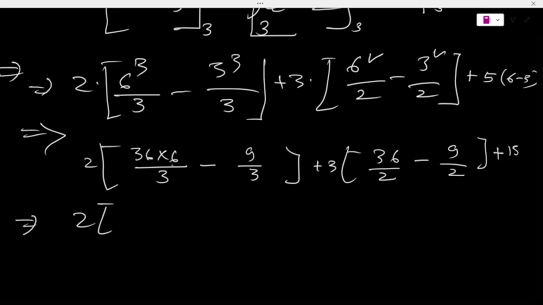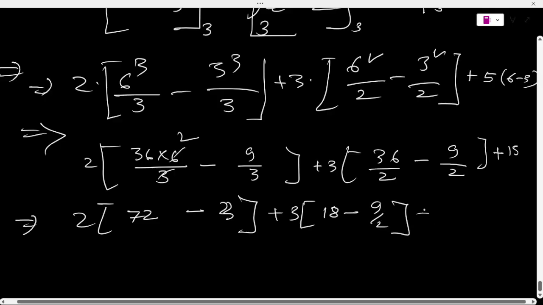So 2 into, cancel out, 72 minus 9 by 3... the first part gives 2 into (72 minus 9), which is 18 minus... plus 3 into 27 by 2, plus 15. So this will be the ultimate answer. Okay.